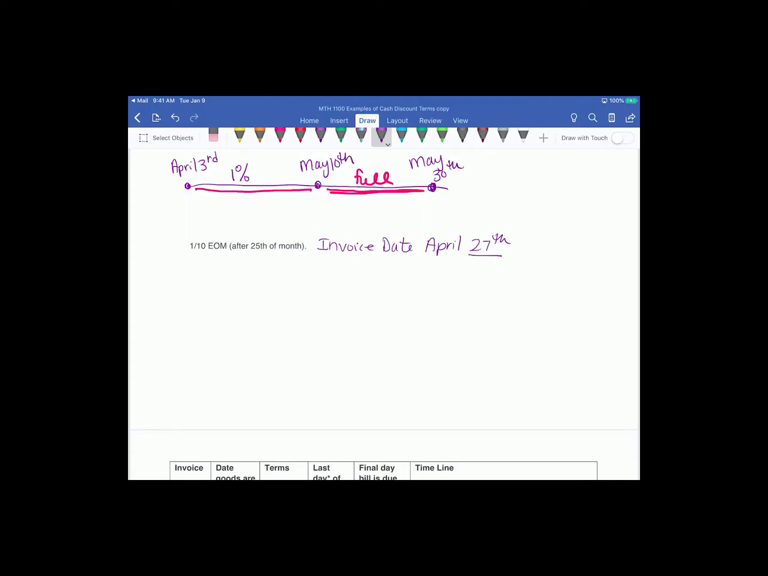So when I make my timeline, so you go out, let me write this down, so you get a 1% discount if paid by the 10th day of the second month out. Then you have to pay in full by the 30th of that month if you miss the discount period.